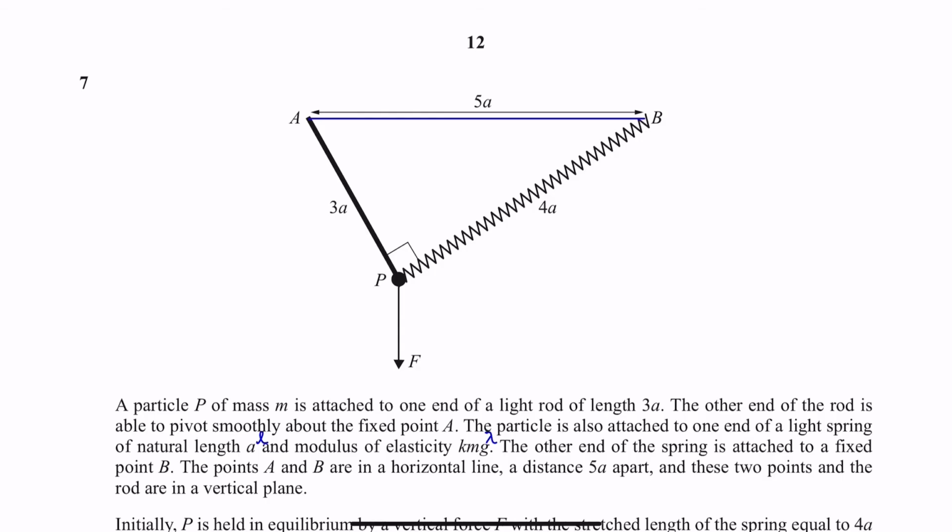So when it's here, actually no, it should be around here because the length of the rod doesn't change. So this should be 3A and this would be 2A. That means there's a change in the extension in the spring. So the height is also changing.